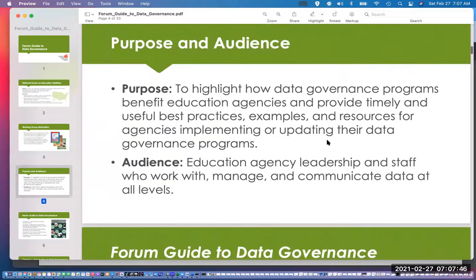Purpose and audience. Purpose: to highlight how data governance programs benefit education agencies and provide timely and useful best practices, examples, and resources for agencies implementing or updating their data governance programs. Audience: education agency leadership and staff who work with, manage, and communicate data at all levels.